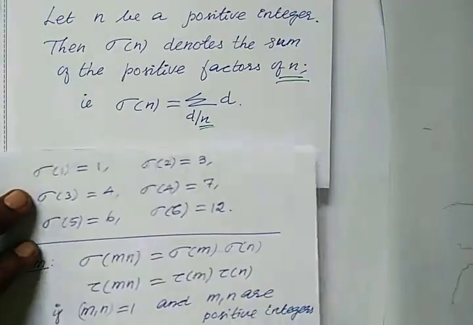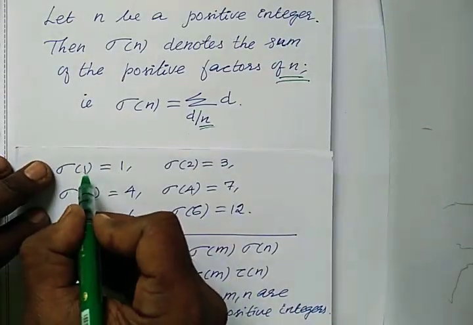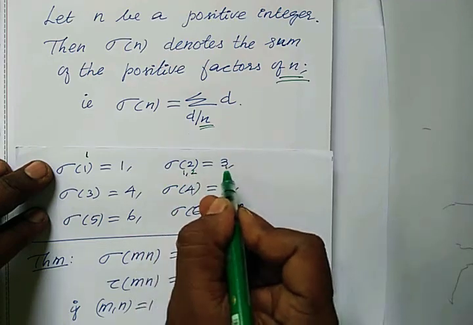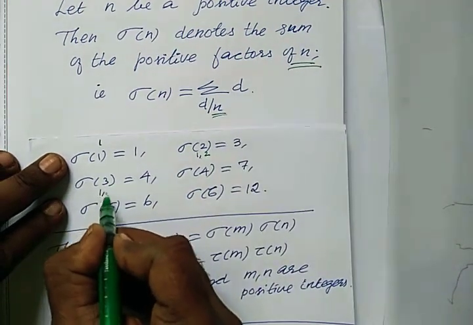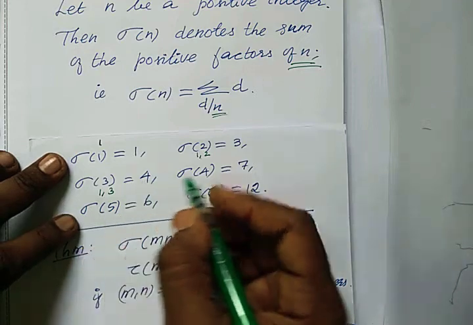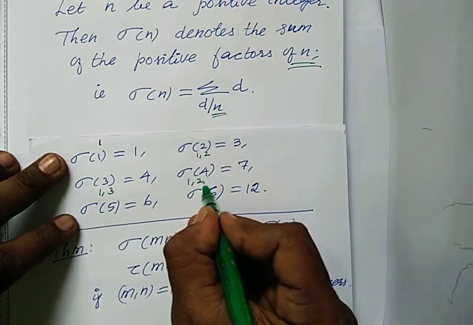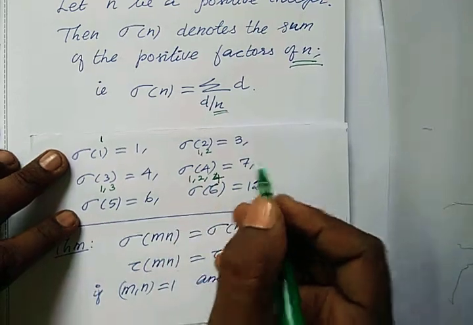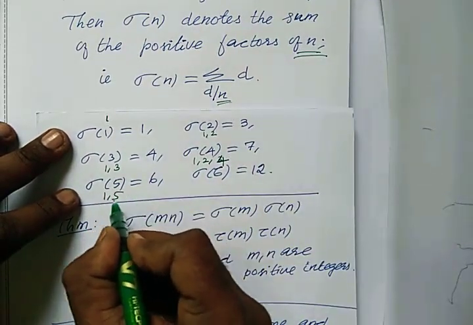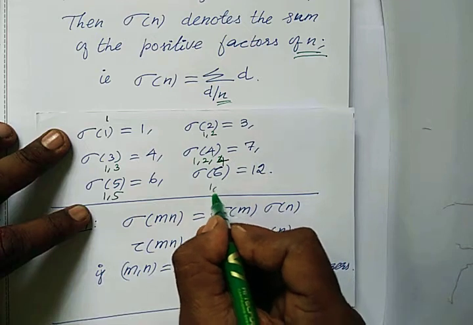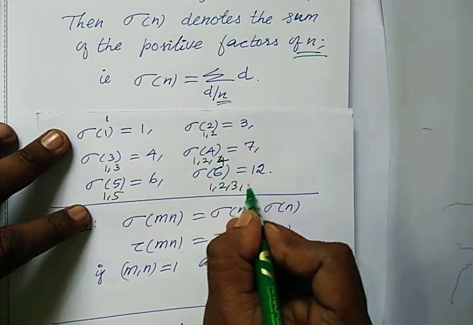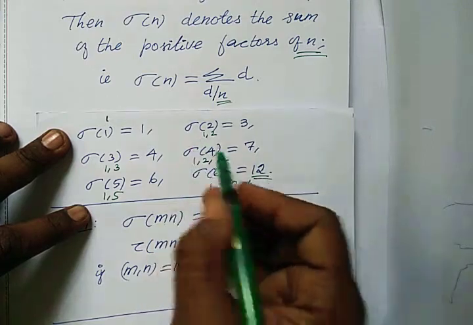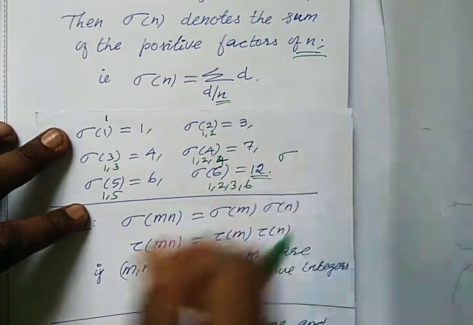What is sigma? Sigma of 1: here only one divisor, so 1. Here there are two divisors, 1 and 2. The summation is 3. Here there are two divisors, 1 and 3, so the summation is 4. Here there are 3 divisors, 1, 2, 4. Summation is 7. Here there are 2 divisors. Summation is 6. Here there are 4 divisors. The summation is 12. So this is called the sigma function.